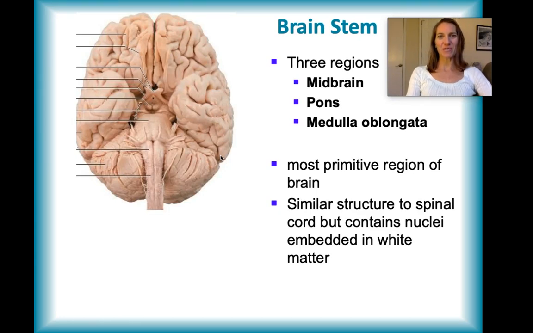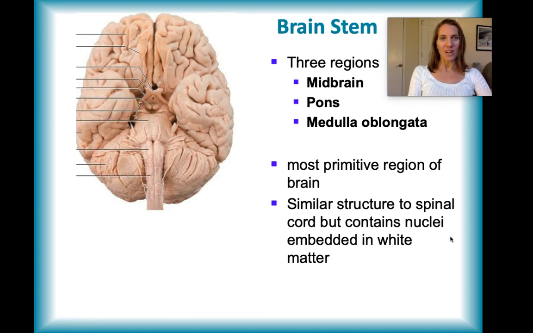Hi everyone! In this video, I'm going to focus on the three regions of the brainstem. So the midbrain, the pons, and the medulla. You'll see that the medulla really just blends imperceptibly into the spinal cord. And so on that note, anatomically speaking, you actually do see a similar structure in the brainstem as you do in the spinal cord. But one anatomical as well as functional difference is that we do see nuclei embedded in the white matter here of the brainstem.